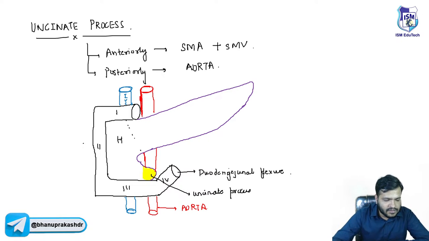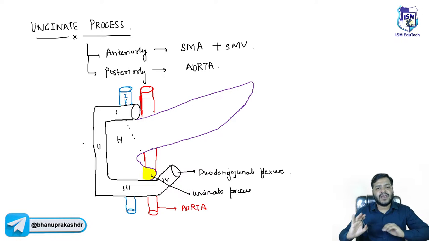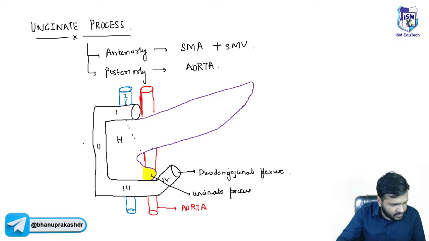So this is the inferior vena cava, beta, just behind this. Plus, we have the bile duct, right? We have the bile duct. I hope this particular picture as of now is clear to everyone.